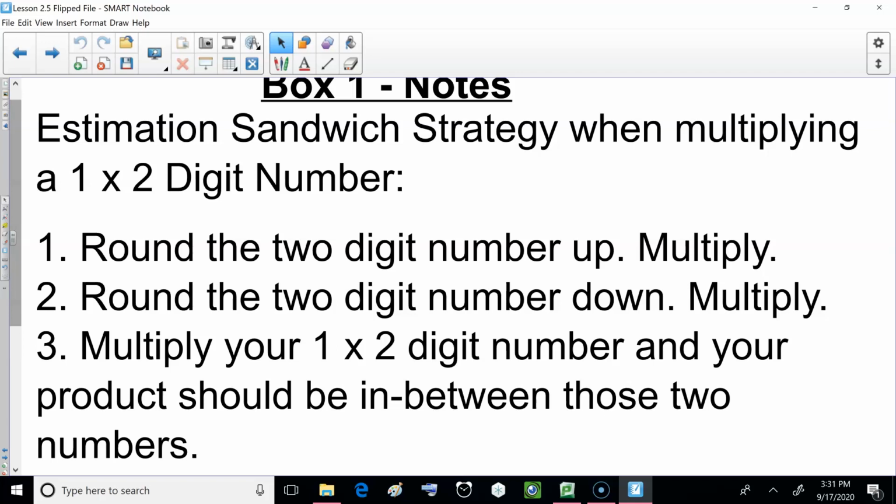two estimates. If that strategy works, that's why I call it the estimation sandwich. With the top layer an overestimate, we have an underestimate, and our answer should be somewhere in the middle. So pause this video right now and write down these notes to help us out with the strategy of how to use the estimation sandwich.